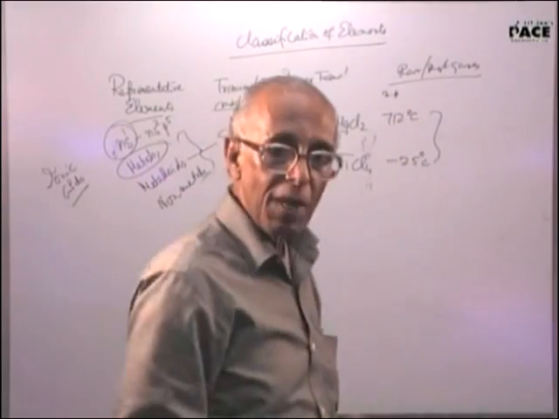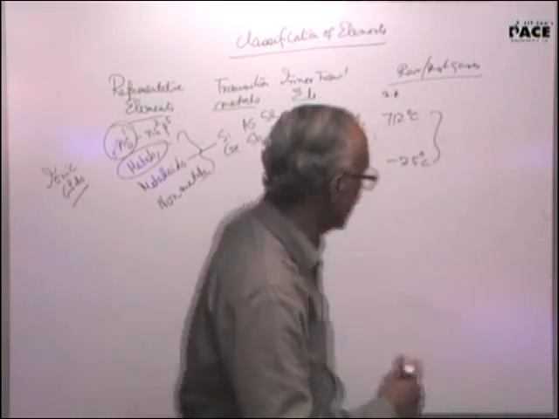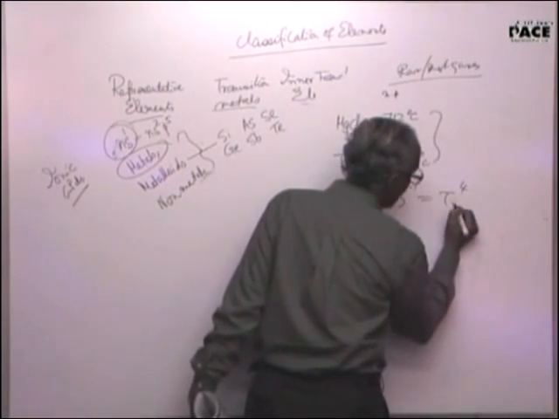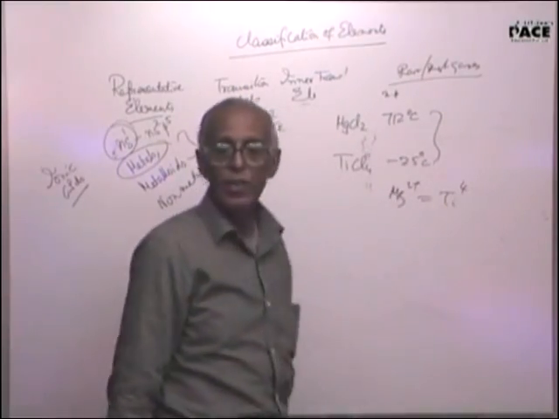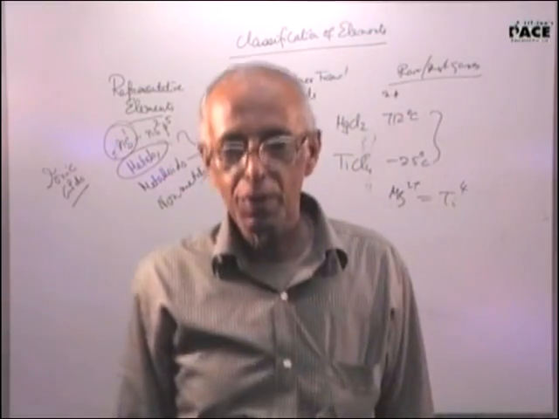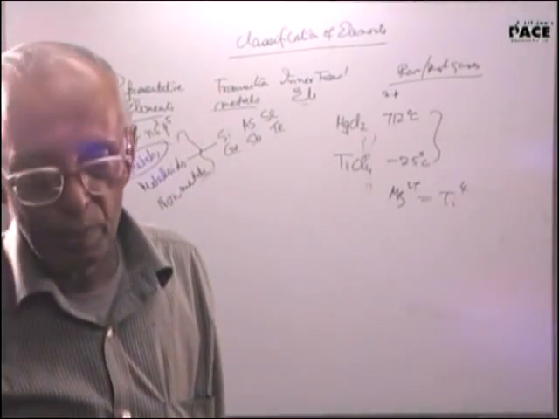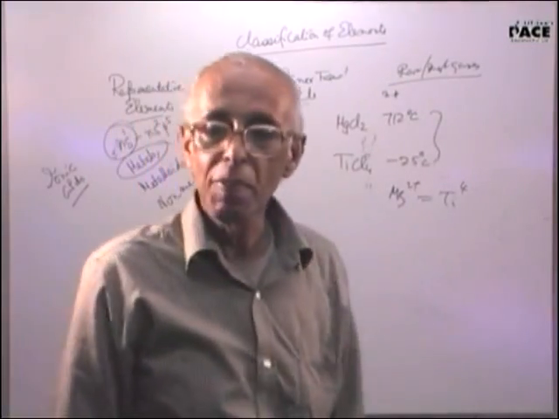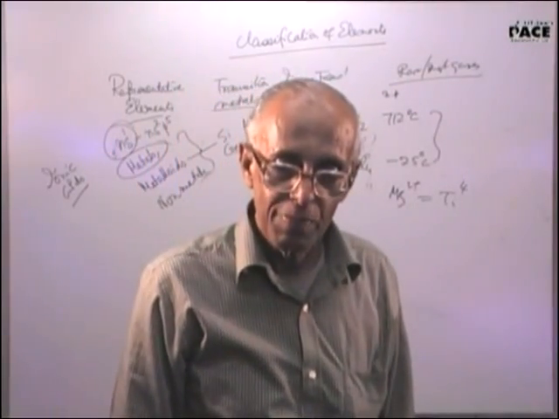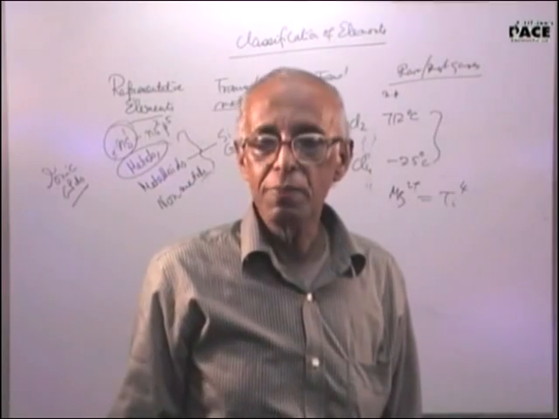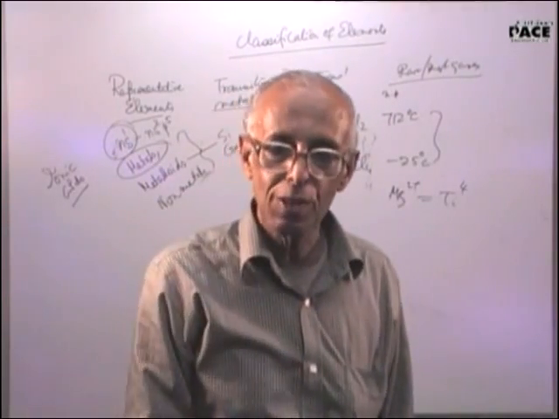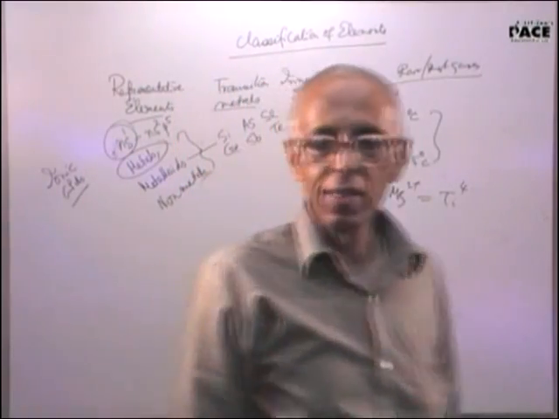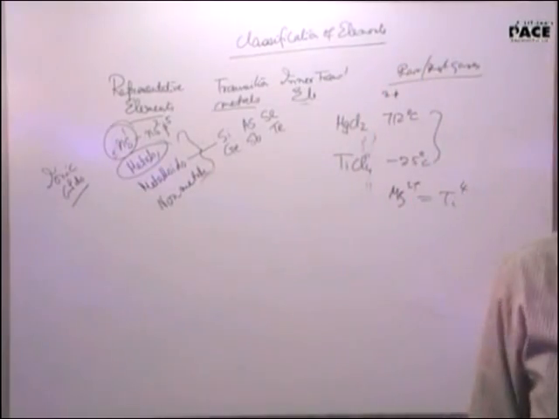As soon as you see a lowering of melting point, normally, when I use the word normally, it means there is some exception. Magnesium 2+ and titanium 4+ ions have identical size. Anion is common. But what about the charge? Titanium is 4+, magnesium is 2+. So charge to size ratio for titanium will be much higher than magnesium. As a result, titanium tetrachloride will be more covalent than magnesium chloride. And as a result, greater the covalency, lower is the melting point.